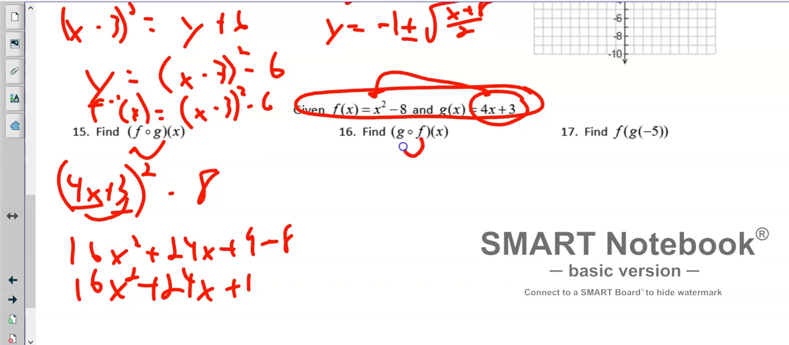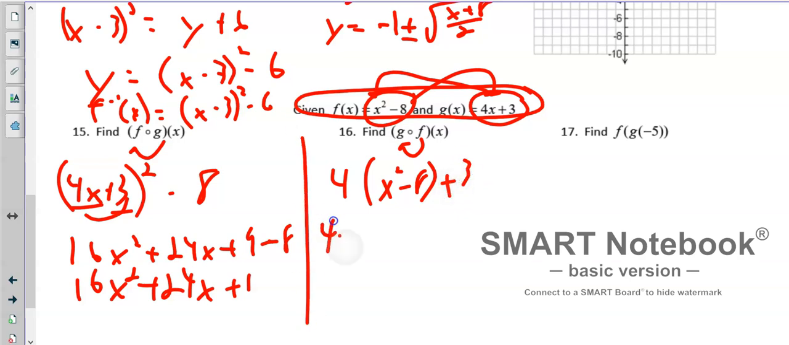g of f means the other direction. We're going to plug this into here. So 4 times x squared minus 8. Don't forget the plus 3. So that's 4x squared minus 4 times 8 is 32. Don't forget the plus 3. And that gives us 4x squared minus 29.